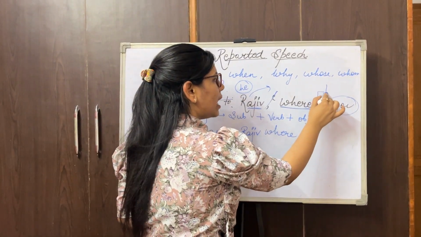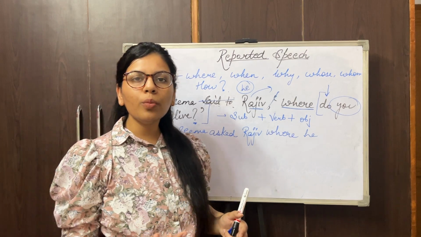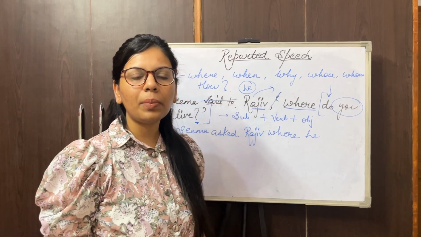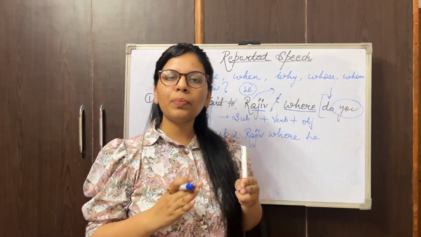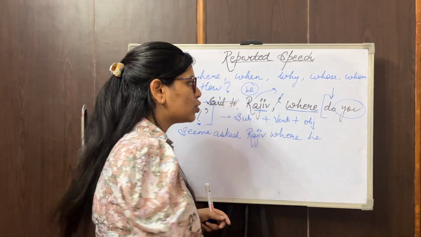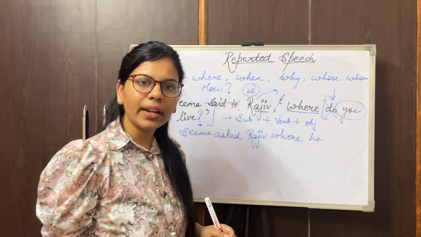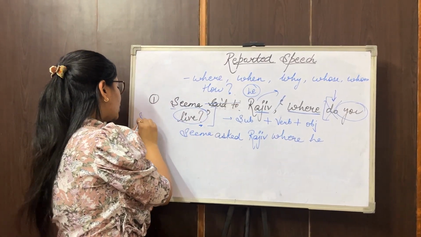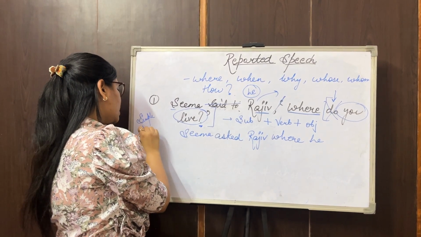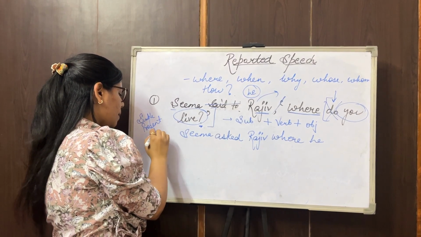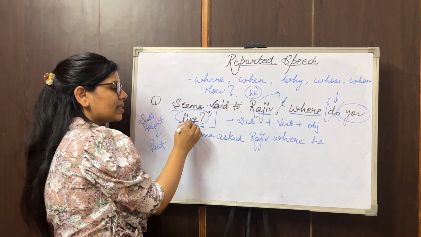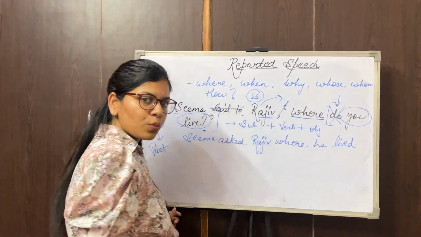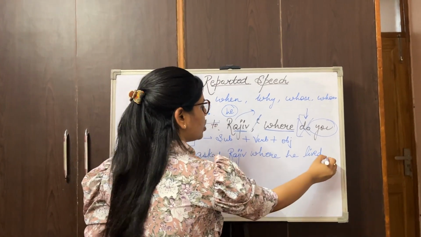Now we have the helping verb here, do. So do means which tense? Present tense. And which present tense? It means simple present tense. And you know, in simple present tense we need only one verb. So we do not need do, we will simply cancel it out. Why? Because we have the main verb here, live. And because it is a simple present tense, it will change to simple past. And simple past में live का क्या हो जाएगा? It will be lived. Now because we have changed this into a statement, no question mark, we will write a full stop here.